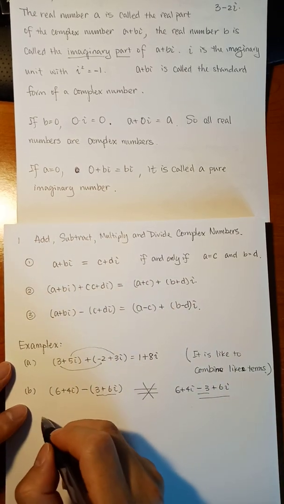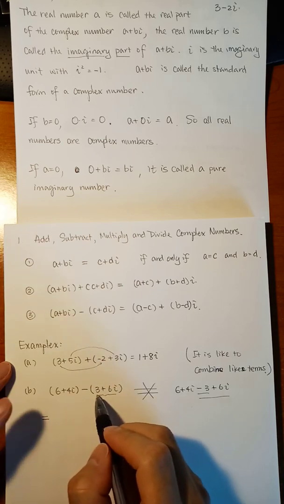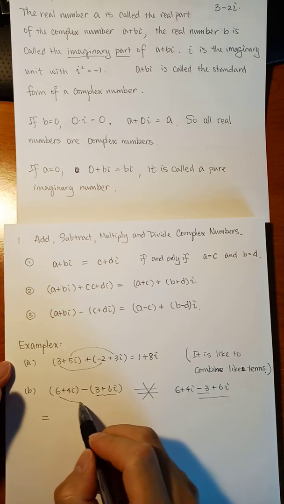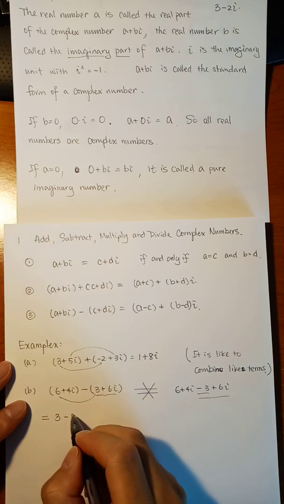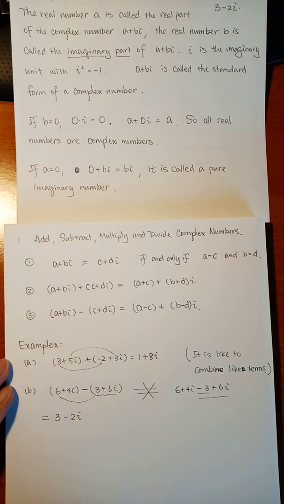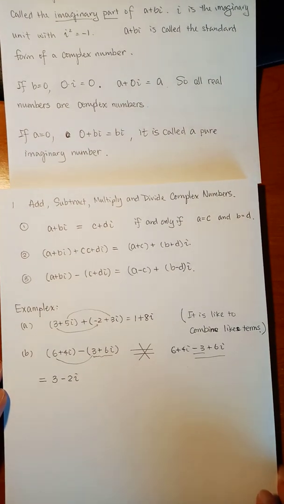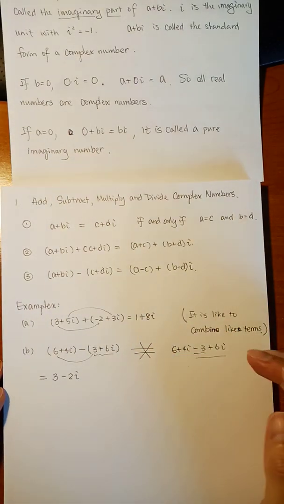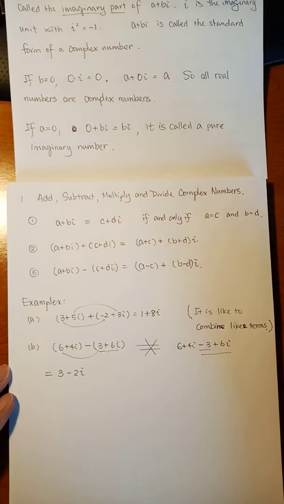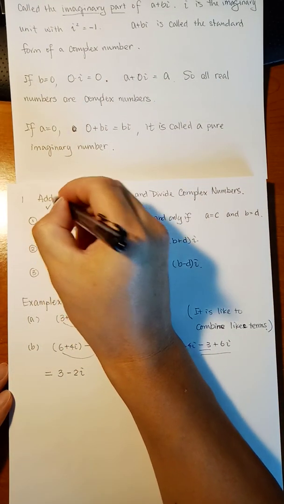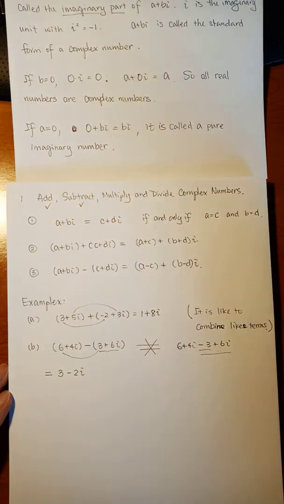Okay, now let's see. The subtraction means the subtraction for each part. 6 minus 3. 4 minus 6 is negative 2. Okay, so that's addition and subtraction. Well, they are so straightforward. So we just do two examples and that's it. So we're okay with addition and subtraction.